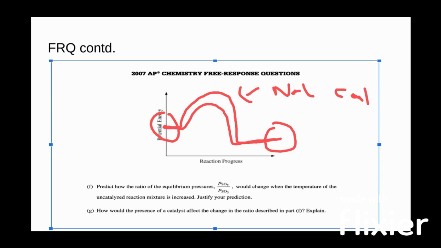And how the presence of a catalyst would affect the ratio. So all a catalyst does is lower how much time it takes for a reaction to reach equilibrium. So it doesn't actually change the concentrations of either of them. And so because of that, the catalyst would not change the ratio at all. And this is the whole FRQ.